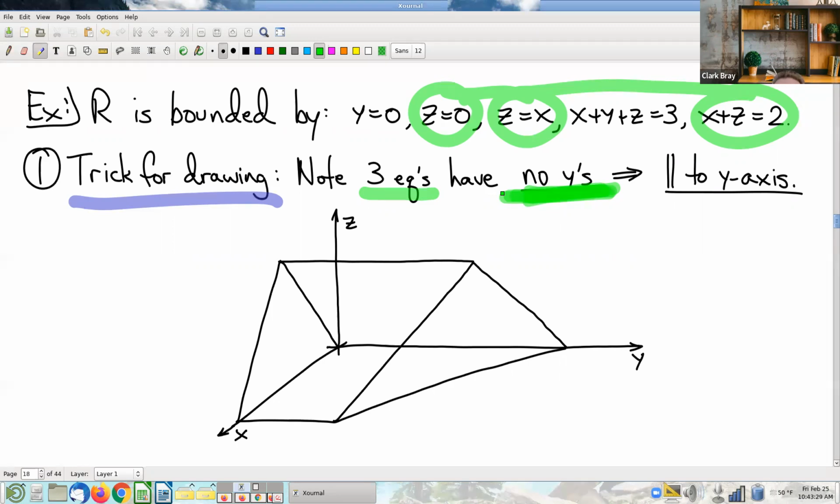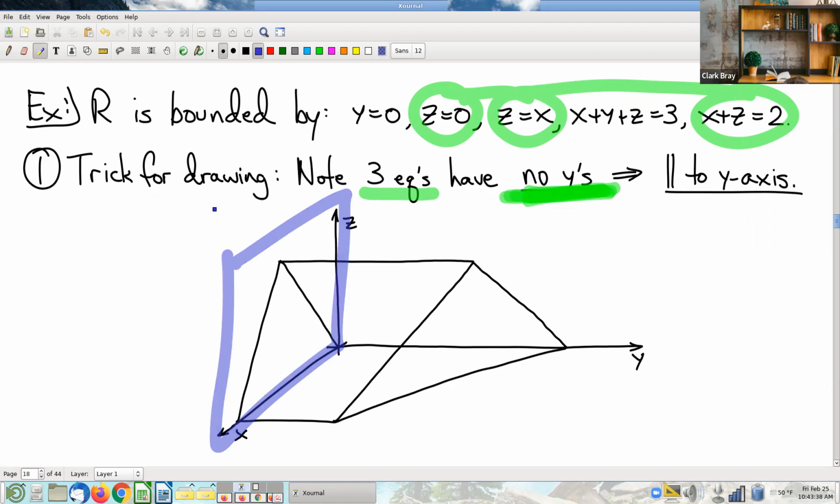So these are all parallel to the y-axis. If I want to draw something that's parallel to the y-axis, all I really have to do is draw what it looks like in the xz plane, and then I can just drag parallel to the y-axis.